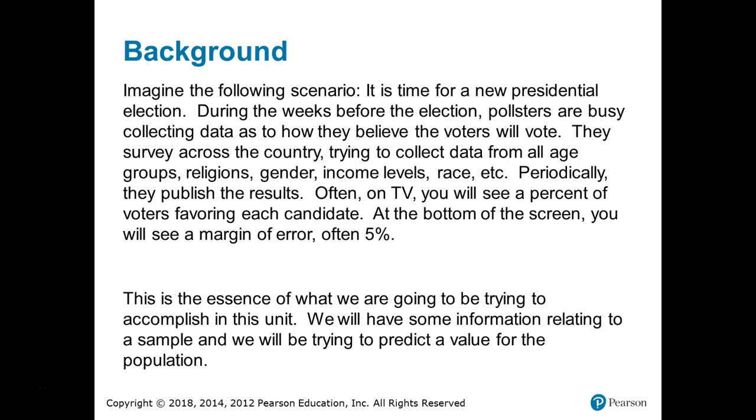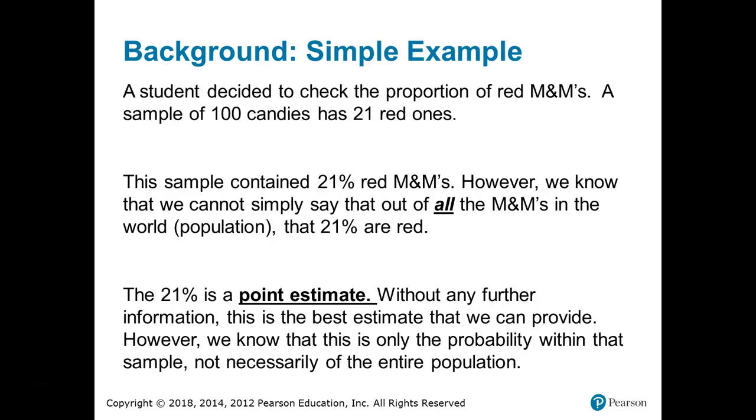We will have some information relating to a sample, and we will try to predict a value for the overall population using that small sample. So here's a simple example. Say you decide to check the proportion of red M&Ms. A sample of 100 candies has 21 red ones.